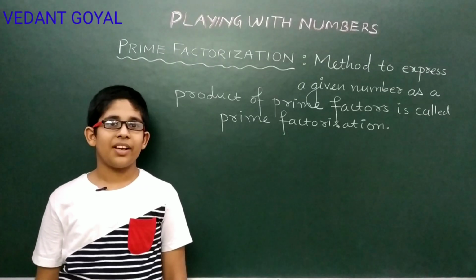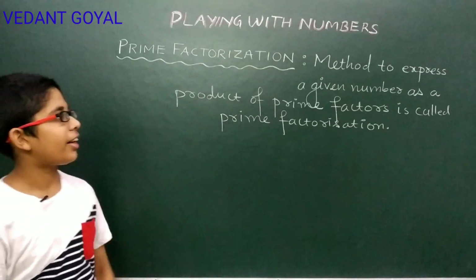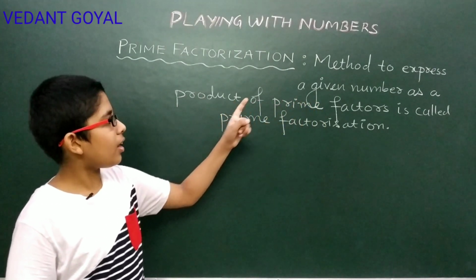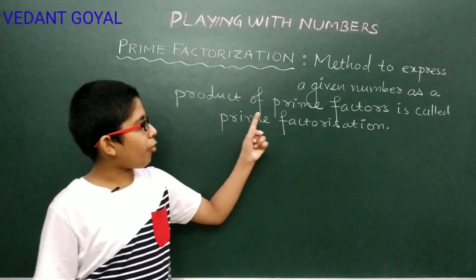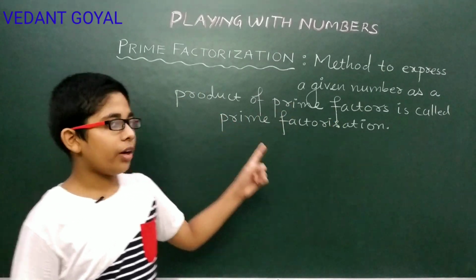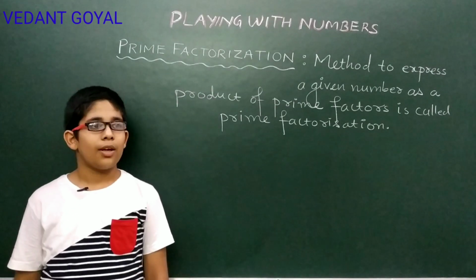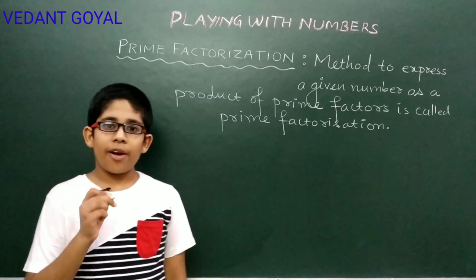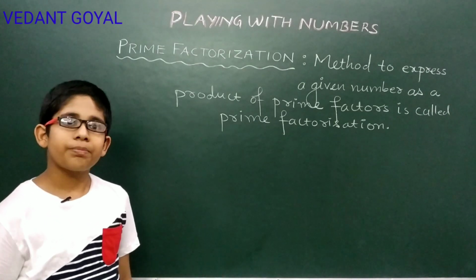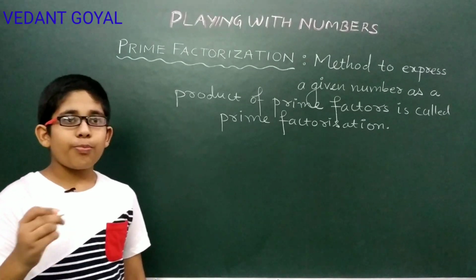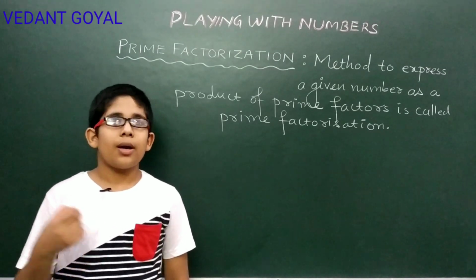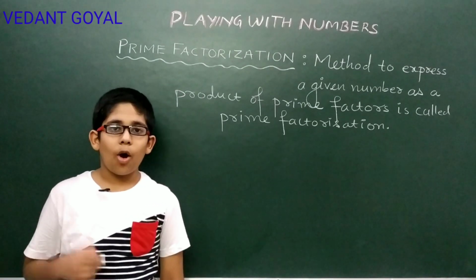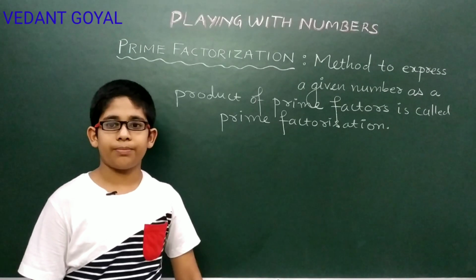Okay? Now let's discuss prime factorization. Prime factorization is the method to express a given number as a product of prime factors. This is called prime factorization. What does it mean? It means that we have to express the number as a product of prime factors. What are prime factors? Prime factors are the factors which are prime.